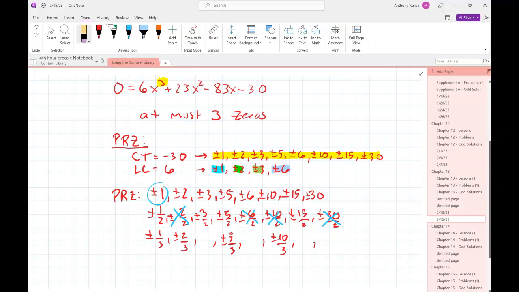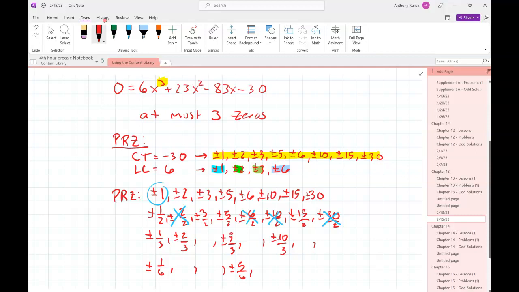Everybody's okay with me doing that? And then with 6s, same idea. So again, I'm going to skip stuff when I can. 2 over 6 is 1/3, so I don't need to include that. 3 over 6 is 1/2. I don't need to include that. 5 over 6 is unique. 6 over 6 I got. 10 over 6 I have. 15 over 6 I have. 30 over 6 I have. So that's it. That's my list.